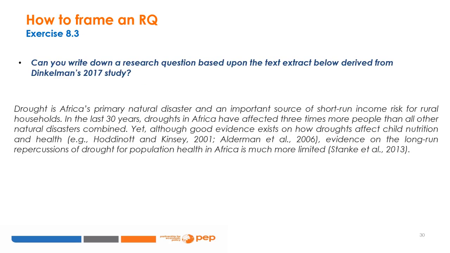This series of exercises is designed to help you establish a good research question. Read the following excerpt from Dinkelman's 2017 paper, published in the Economic Journal, and see whether you can formulate the research question her study addresses in that paper. Keep in mind that a research question essentially establishes a cause and effect relationship. Therefore, look for a cause and an effect and see if you can relate one to the other in a sentence. Please use a maximum of 13 words.